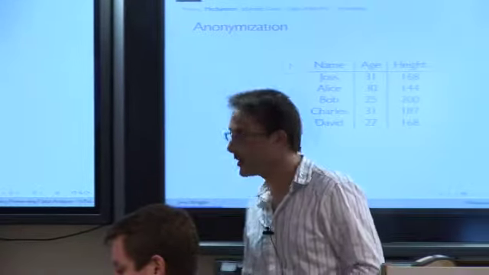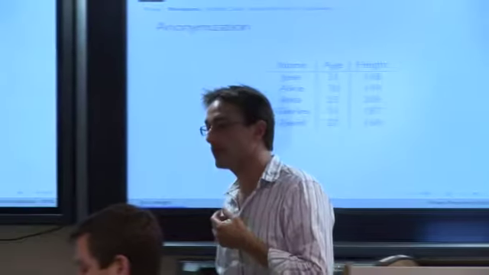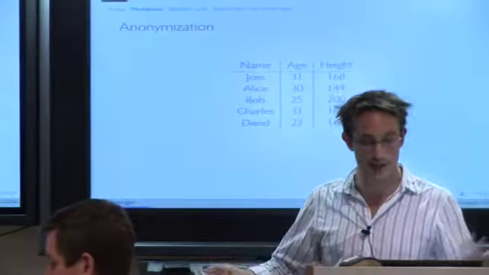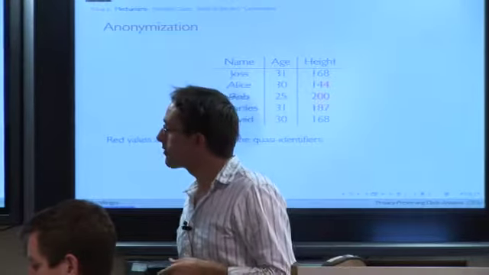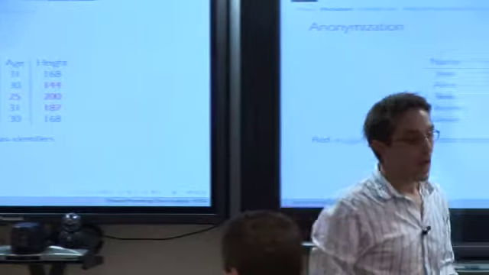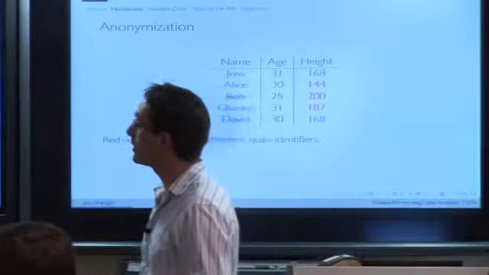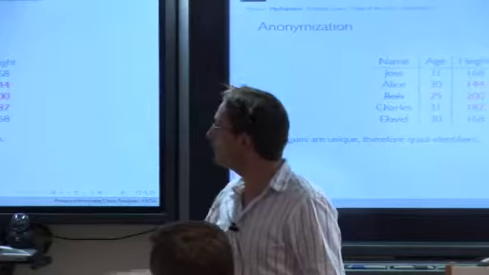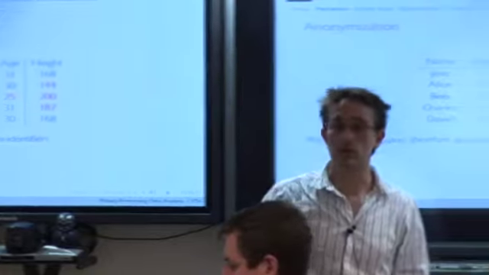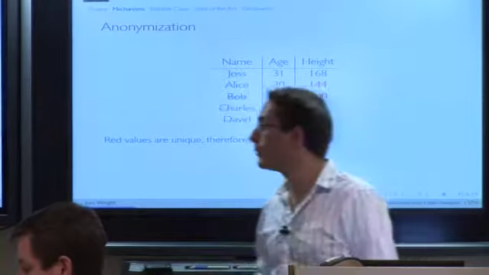Here is a database with a number of people in it. And the first thing that we do is we anonymize it by removing the names. So all the names have disappeared, and what we've just got left is a set of ages and heights. But when we look at this, what we find is that only one person in the database is 25 years old. And only one person in the database has height 144 centimeters, or 200 centimeters, or 187 centimeters. So if you learn that the person you're talking about has any of these attributes, if they're 200 centimetres tall, you know that you're talking about a single person in the database. They're the only person who could possibly fit that criteria.